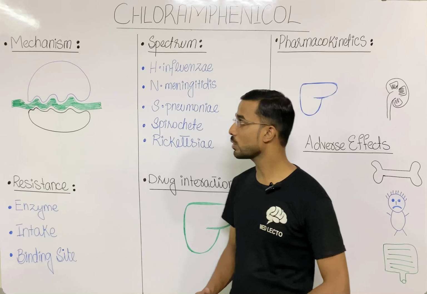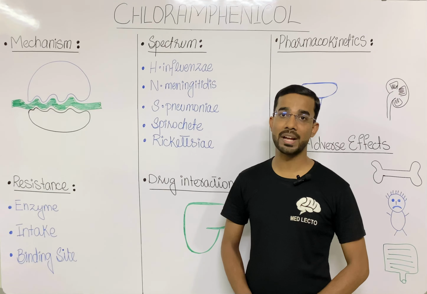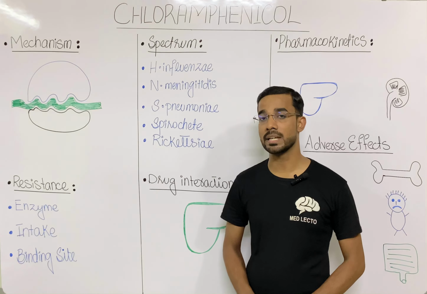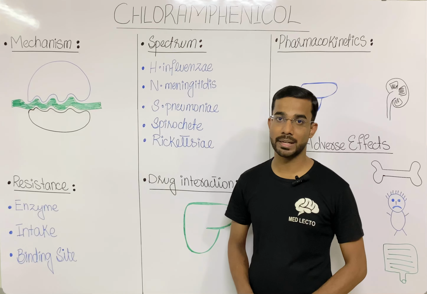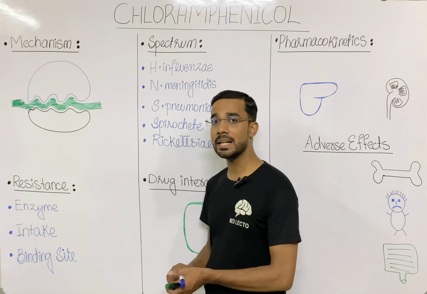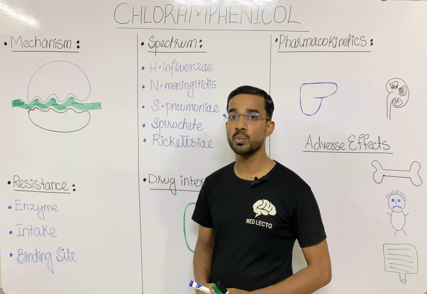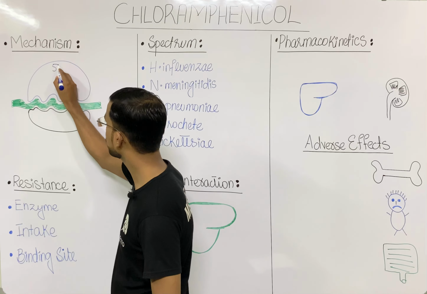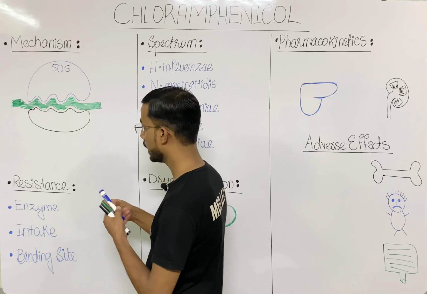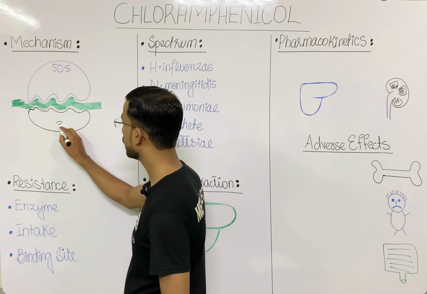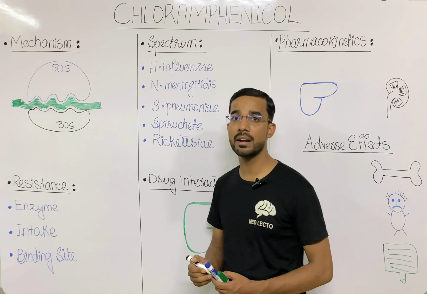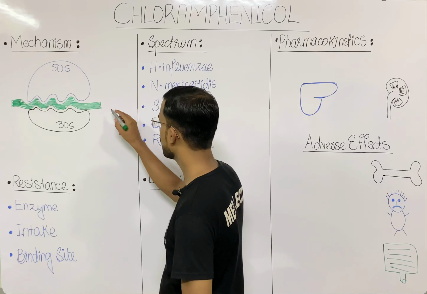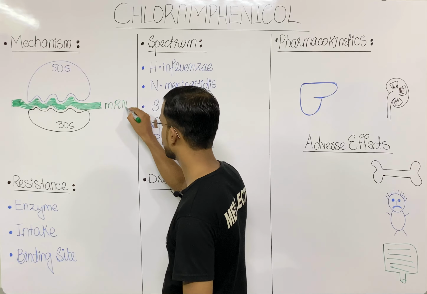First of all, we will look at the mechanism of action of chloramphenicol, that is, how chloramphenicol inhibits the translation process of the bacteria. In the bacteria you will see two ribosomal subunits. The first one is the 50S and the second one is the 30S, the bacterial ribosome. In between them, you will see the presence of the messenger RNA.